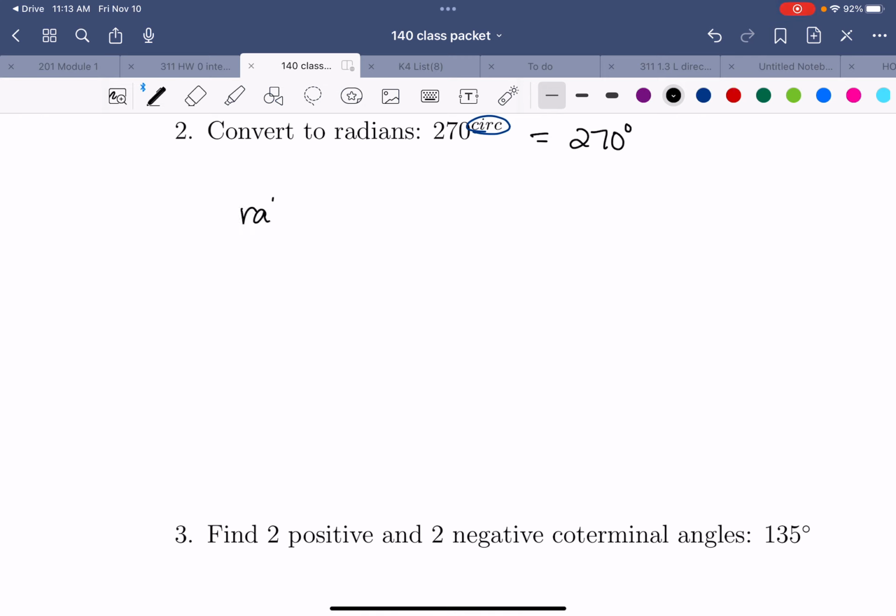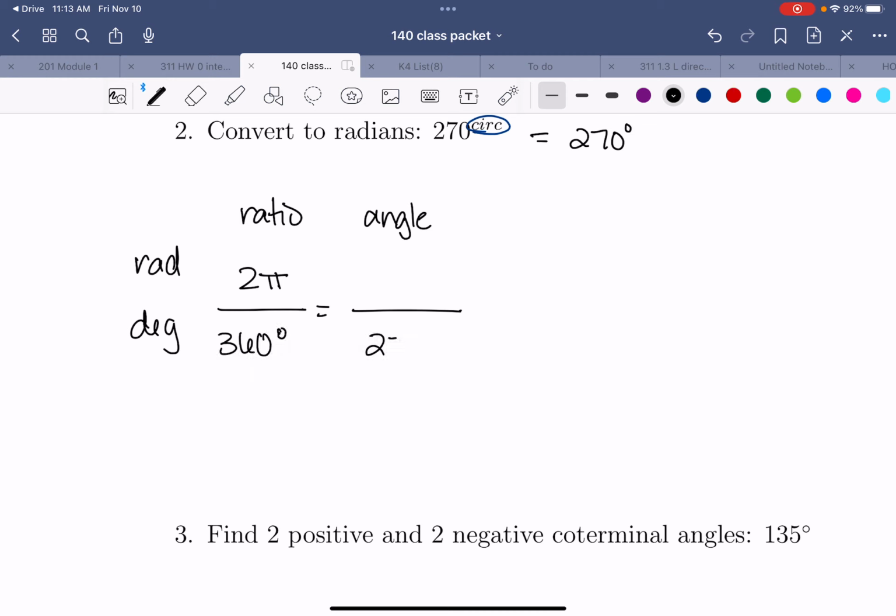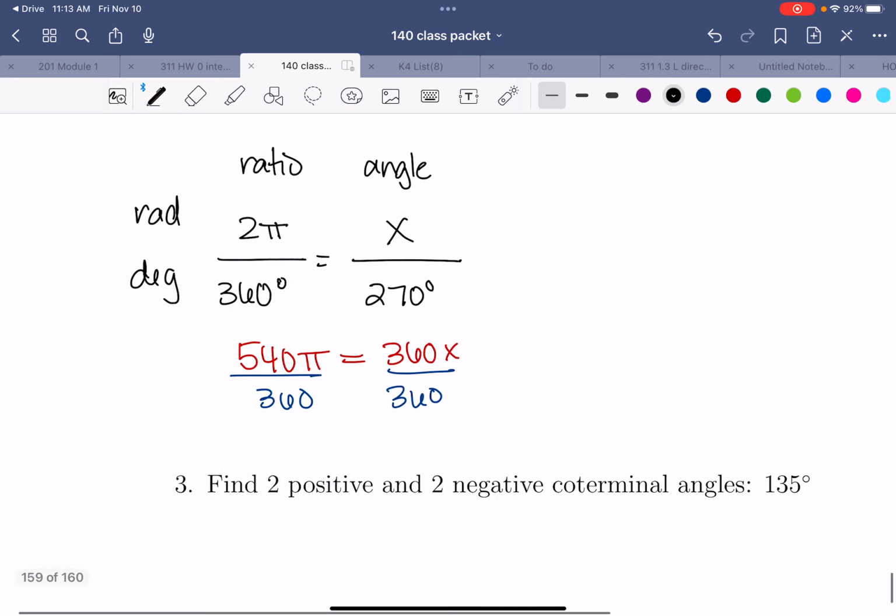So we're going to set up the ratio and the angle and the radians and the degrees. Again, it doesn't matter which way these go. In the ratio, you have 2 pi radians is the same as 360 degrees. And then the angle that we have is 270 degrees, and we're looking for that in radians. So we can go ahead here and cross multiply. So 270 times 2 pi is going to give us 540 pi equals 360x. And so we're going to divide by 360 to get our x by itself.